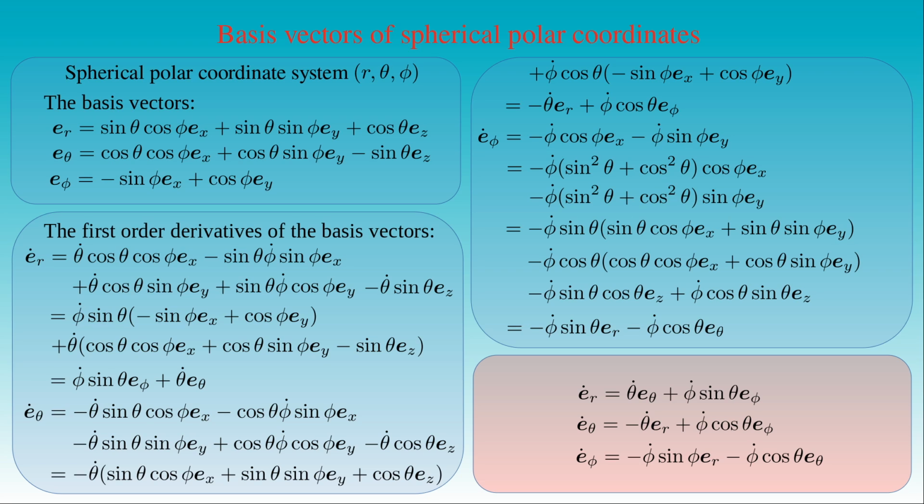By applying these expressions computed for both the cylindrical and spherical polar coordinates, we can give the first and second order derivatives of the position vector in these coordinate systems.